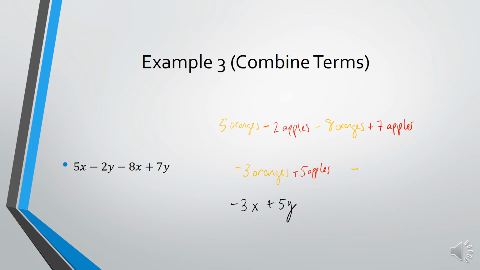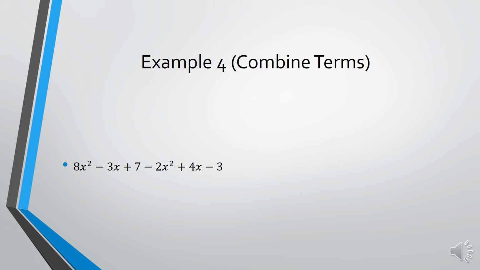Don't think of X and Y as something overly complicated. They're just a placeholder. So if it makes more sense to you to think of X's as oranges and Y's as apples, go for it. Now what I want to do is combine this one, and this looks a little more complicated, but it's really not. I've just added something extra in. I have 8x squared minus 3x plus 7 minus 2x squared plus 4x minus 3.